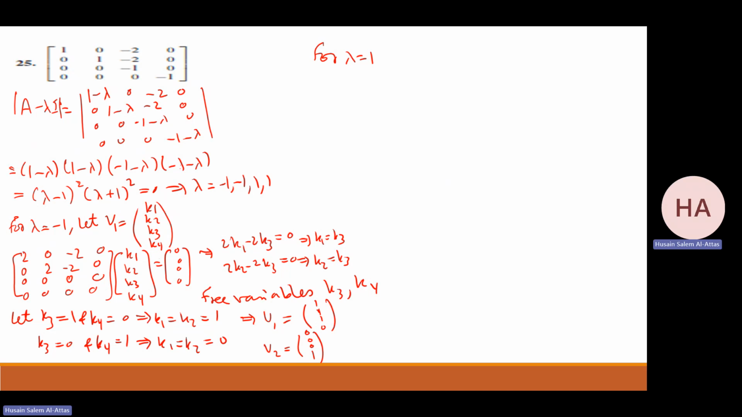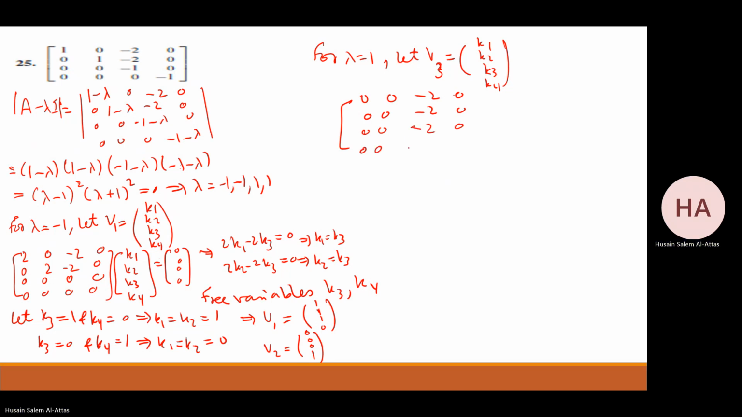Okay, now for lambda equals 1, what will I get? I let V2 or V3 be K1, K2, K3, K4. That will give me 0, 0, minus 2, 0, 0, 0, minus 2, 0. Then I have 0, 0. This is minus 1, minus 1. That gives me minus 2, 0, 0, 0, 0, minus 2, times K1, K2, K3, K4.